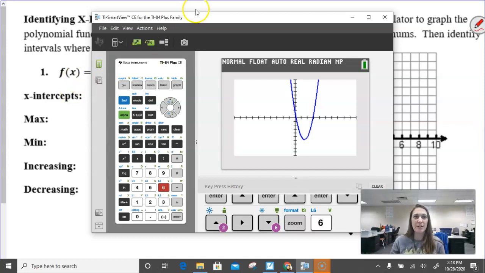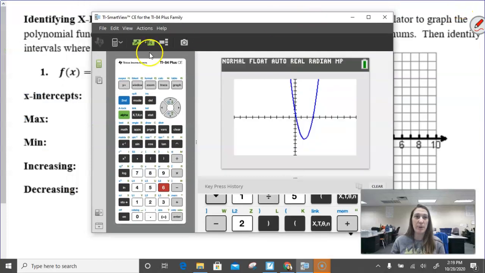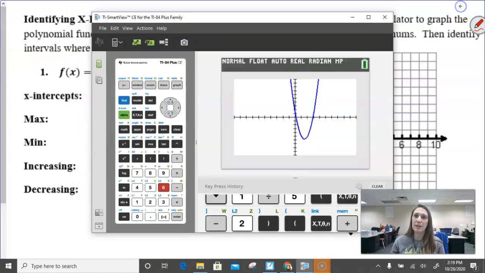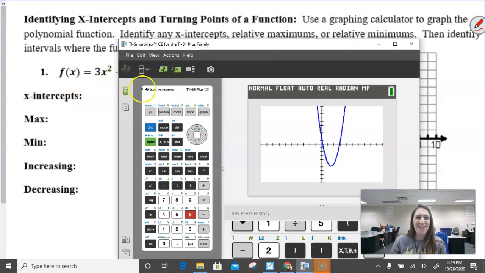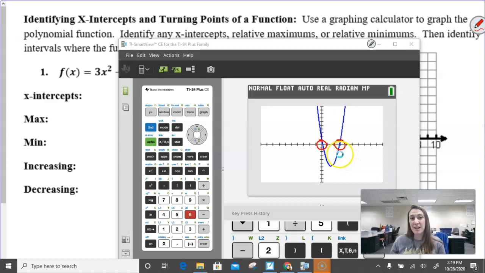The first question that it asks you to identify are your x-intercepts. Your x-intercepts are where they cross the x-axis. And I don't have that great of vision, guys, but I can kind of estimate where they cross the x-axis, but I can see from the picture it's not going to be at an integer. So we're going to have to use our technology to do this.